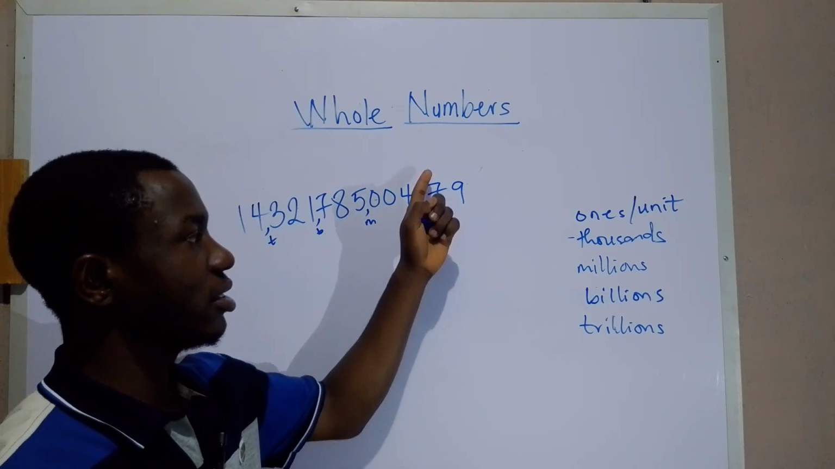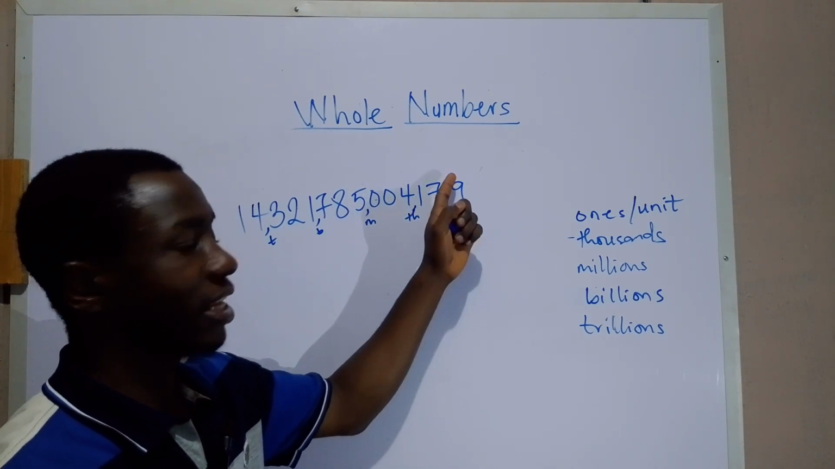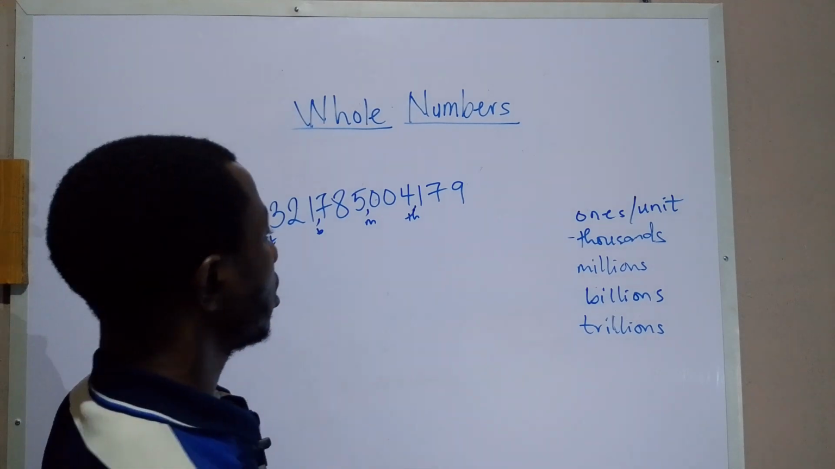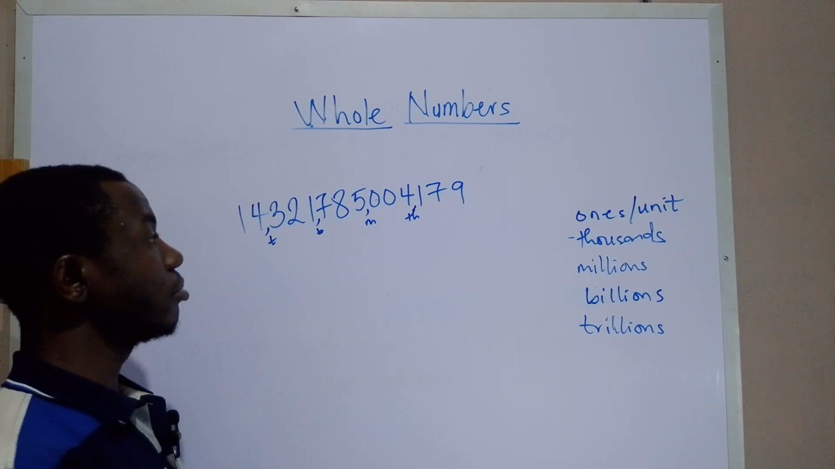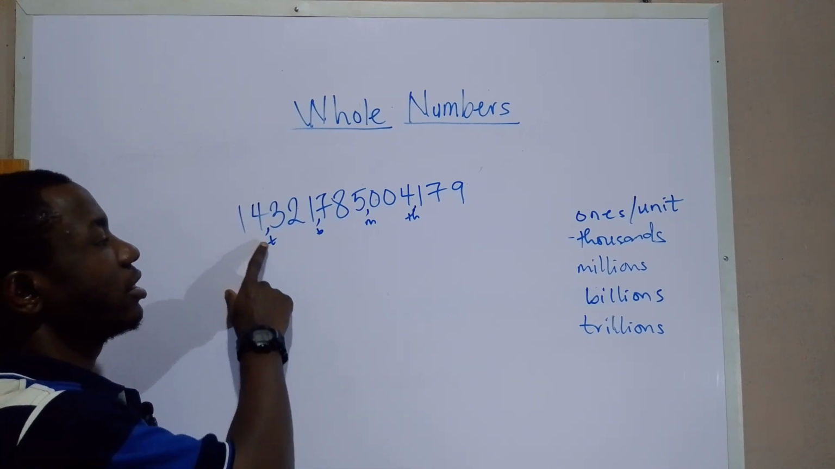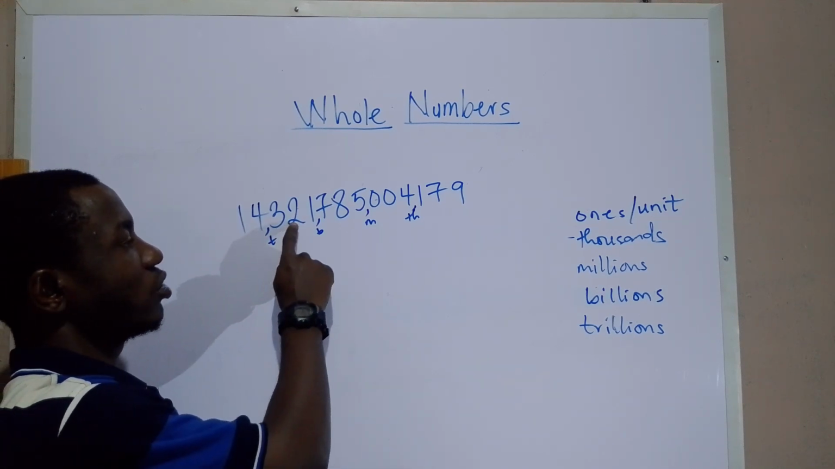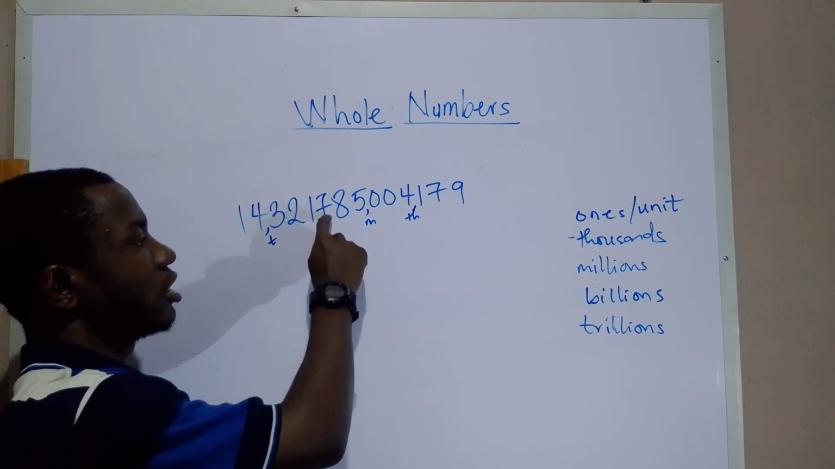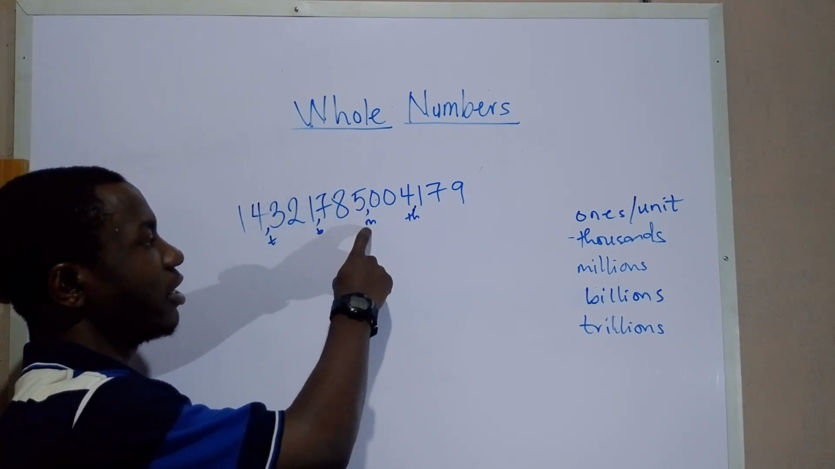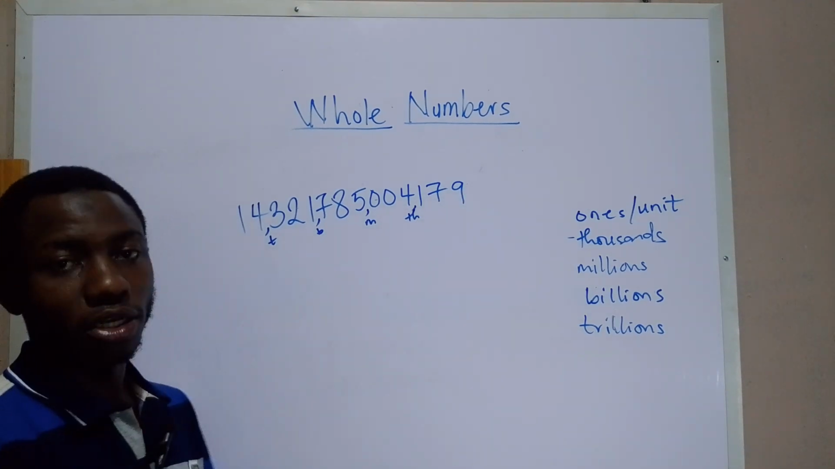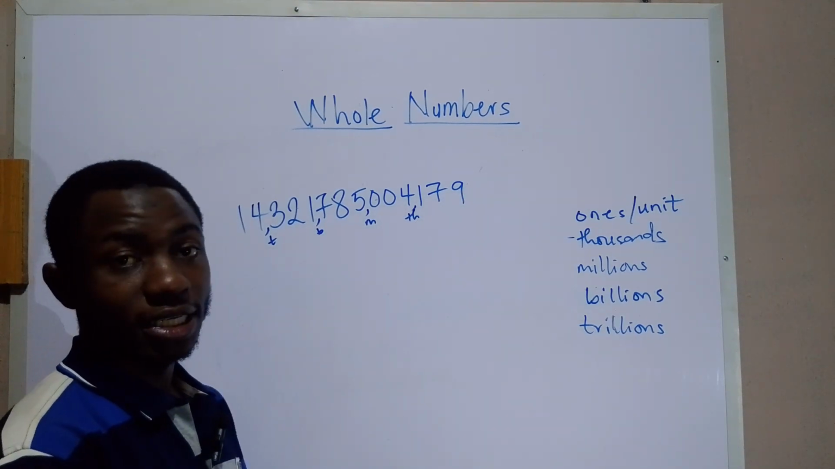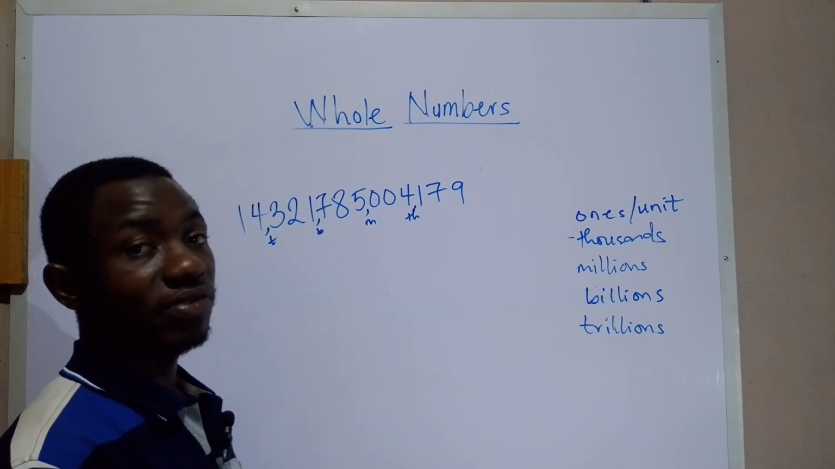That of 7 is tens. That of 9 is units. So that is as simple as that. And reading this number is very simple as just saying 14 trillion 321 billion 785 million 4,179. So with this, we have come to the end of this video.